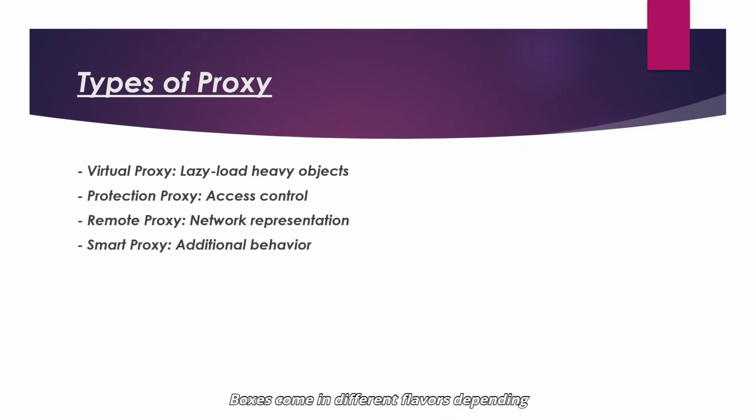Proxies come in different flavors depending on the use case. We have the virtual proxy, which delays the creation of a resource-intensive object until it's absolutely needed, saving system resources. There's a protection proxy, which acts like a security guard, granting or denying access based on credentials or conditions. The remote proxy handles objects that exist in different address spaces. Think about calling a remote server object as if it were local. Finally, smart proxies can add logging, caching, or reference counting. Understanding the type you need is key to applying the pattern effectively in real-world scenarios.